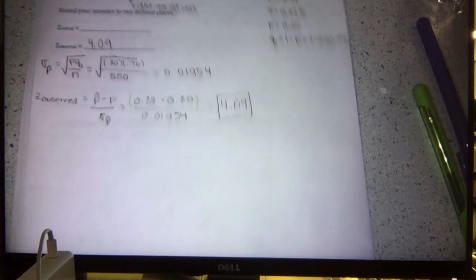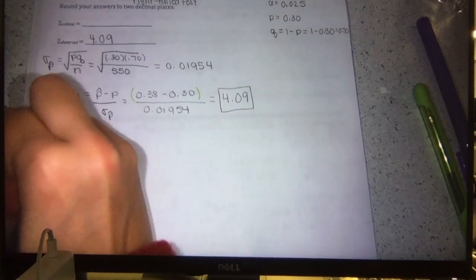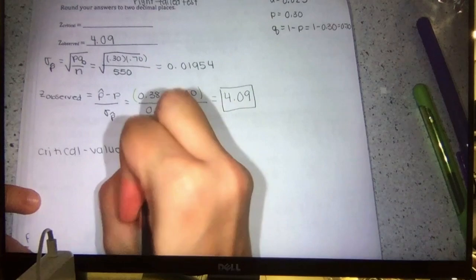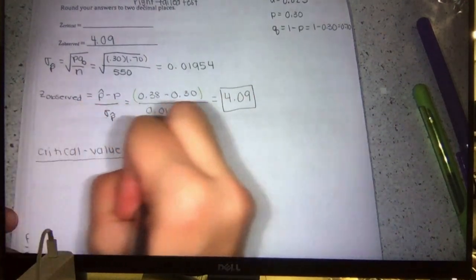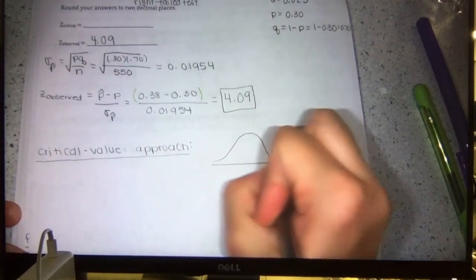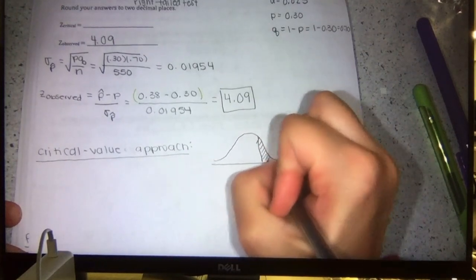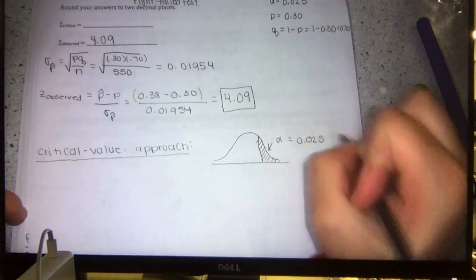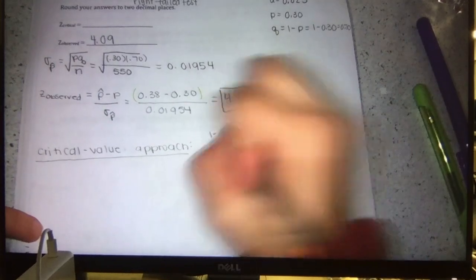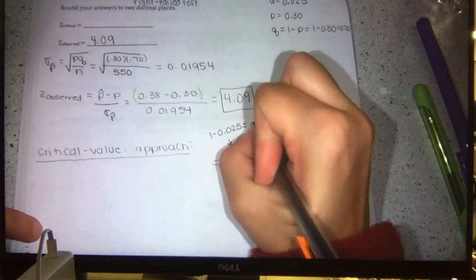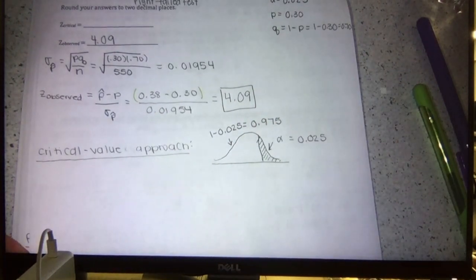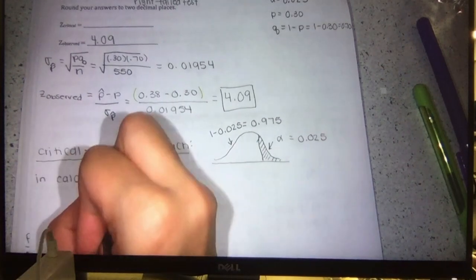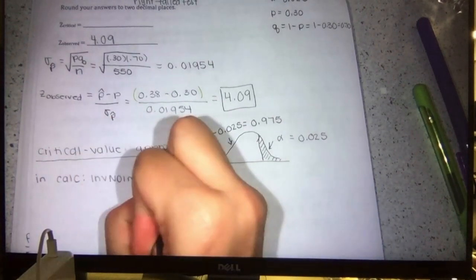Now just to find our z critical, we don't have to do our p-value approach. Let's draw real quick. We know it's a right-tailed test. We know this area is alpha, which is 0.025. In our calculator, we need to put the area to the left, which is 1 minus 0.025, which is 0.975. So in our calculator, we can do the inverse norm. Our area to the left is 0.975.